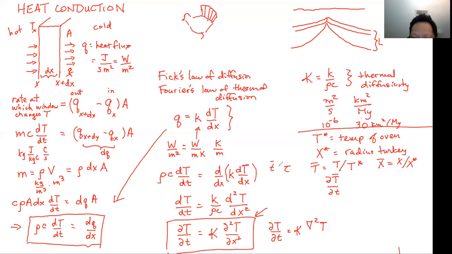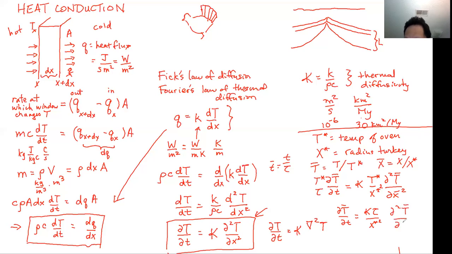So t is equal to t bar times tau here, and this would be a T star, right? And then this would be kappa still. This would be a T star over tau. Now, this one, there's x squared, so you basically have x star squared here, okay? So you'll notice that the T stars cancel, and then I would get an equation that looks like this, where it's kappa tau over x star squared, d squared dx bar squared.